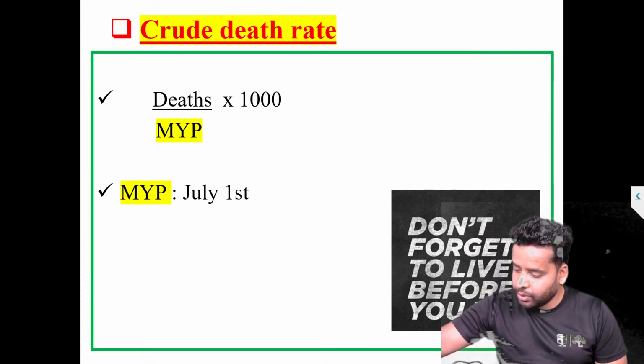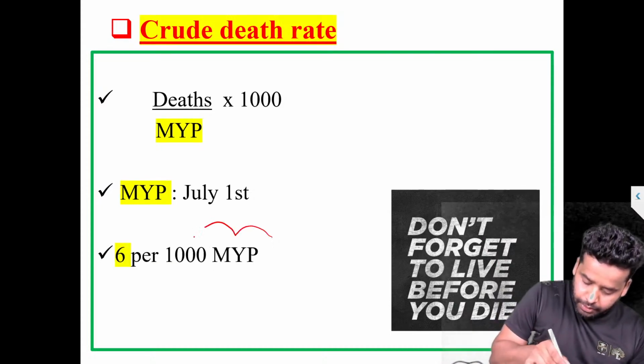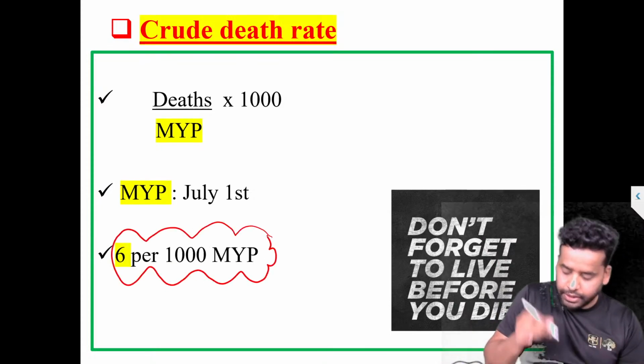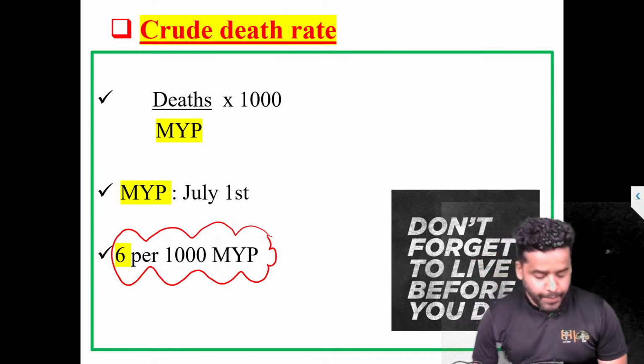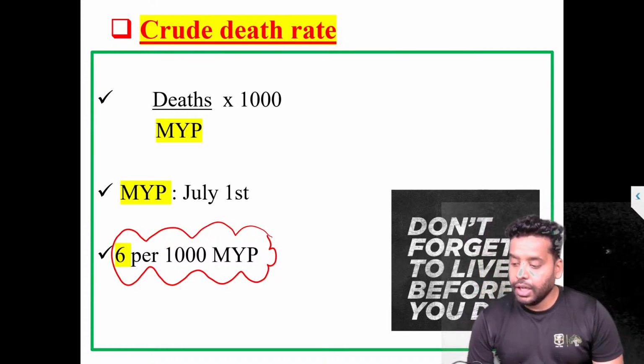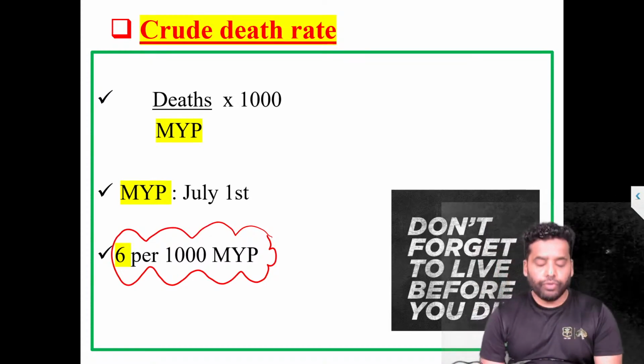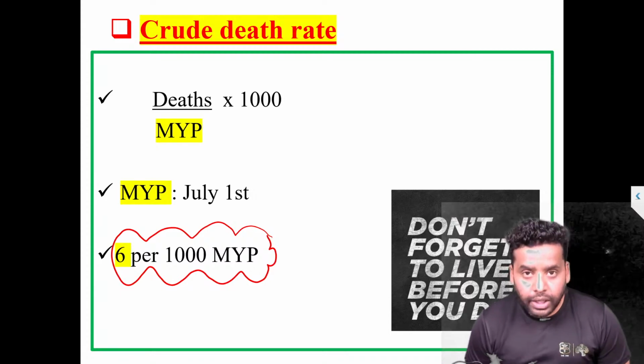What is the recent crude death rate? 6 per 1000 mid-year population. This is the recent crude death rate of our country. So what is the unit? Listen to the words properly. What is the unit of crude death rate?